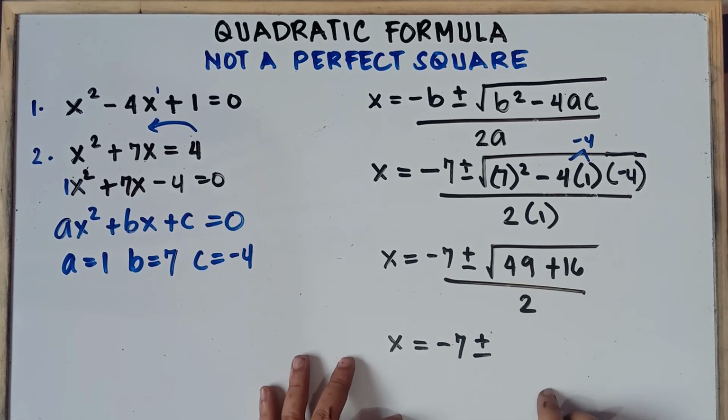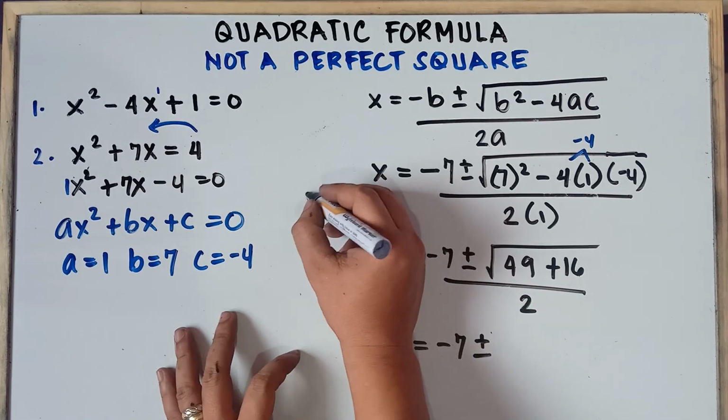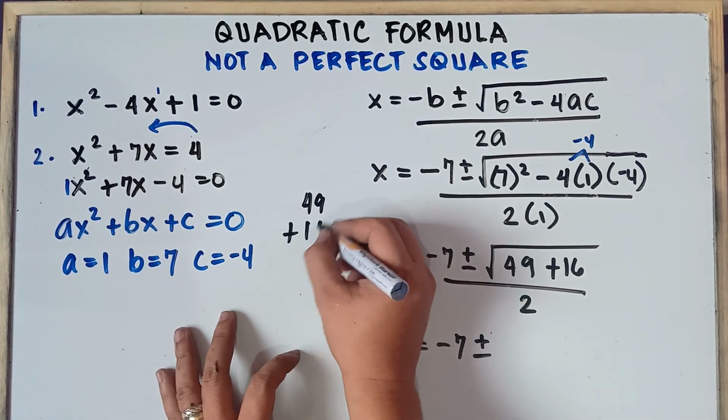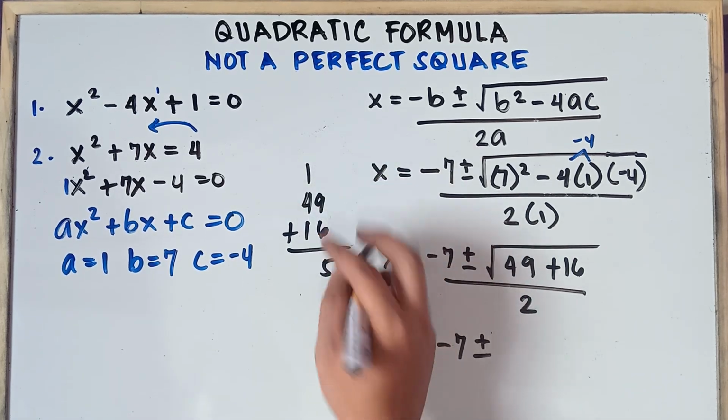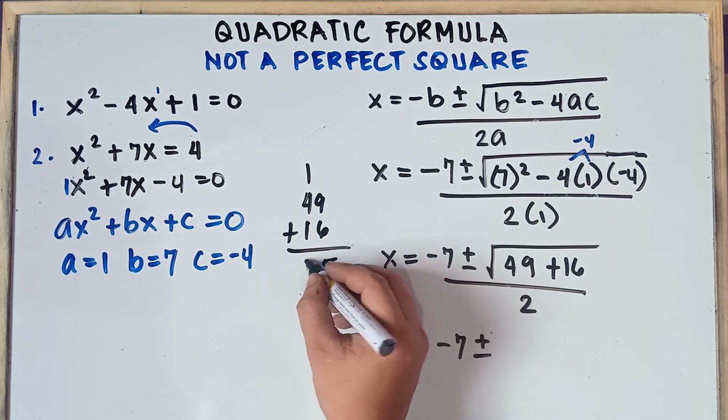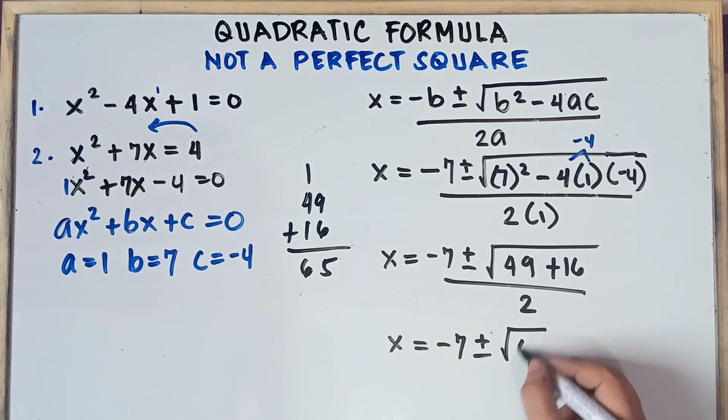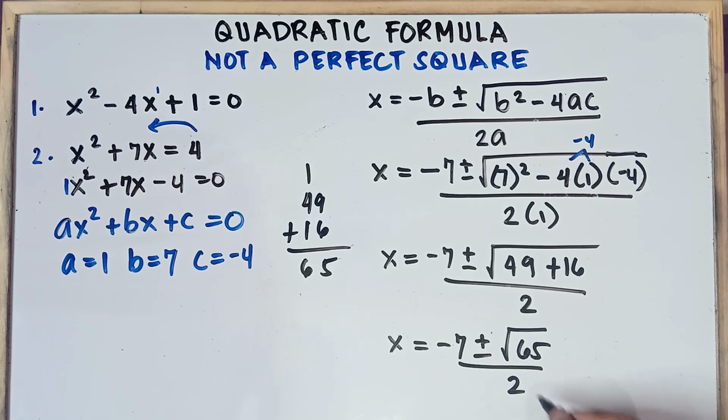You add this one, class, 49 plus 16. So 49 plus 16: 9 plus 6, that's 15, 5, carry 1. 1 plus 4 is 5, plus 1 is 6. 65. So square root of 65 over 2.